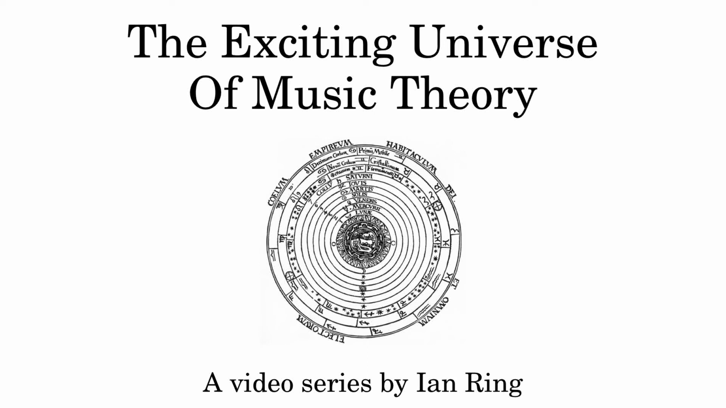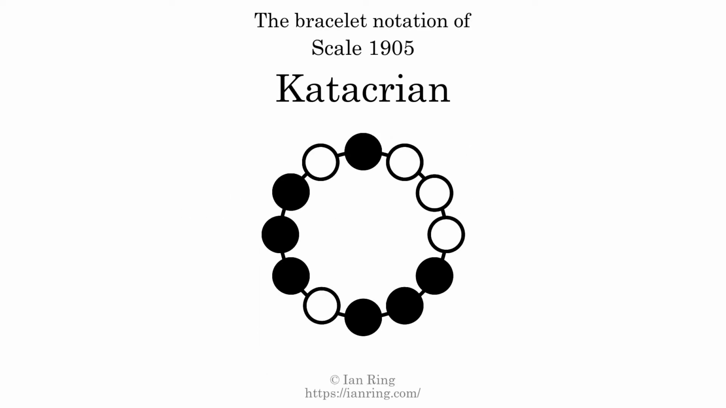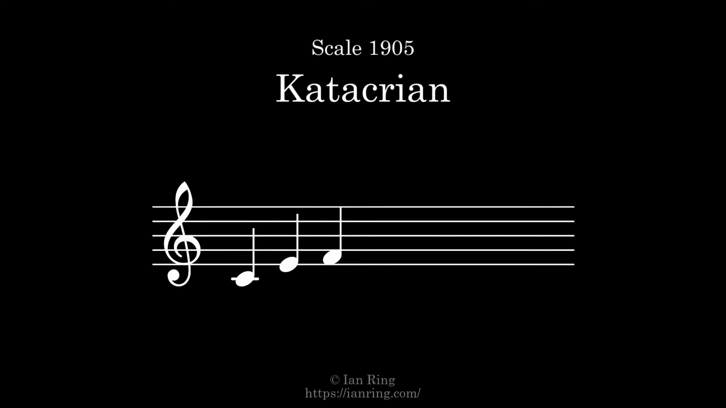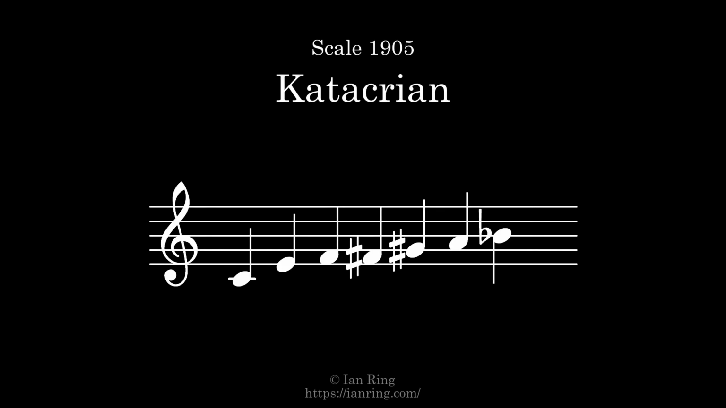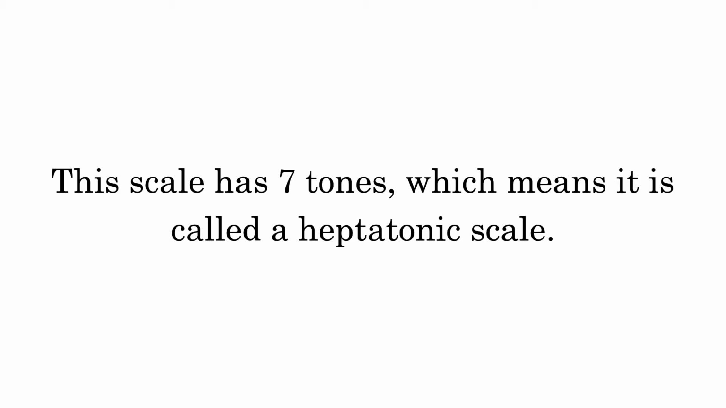Welcome to the exciting universe of music theory. Are you ready to learn? Then let's begin. Today we will talk about Scale 1905, Katacrian, which sounds like this. This scale has 7 tones, which means it is called a heptatonic scale.